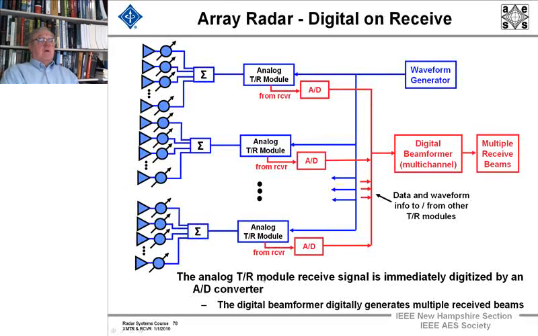And so an analog TR module receive signal is immediately digitized by the A to D converter after the phase shifters are done and things are summed. So the digital beamformer generally receives, the digital beamformer digitally will generate multiple receive beams. If you wanted to set up a wide vertical or horizontal set of beams, this would be an ideal array.